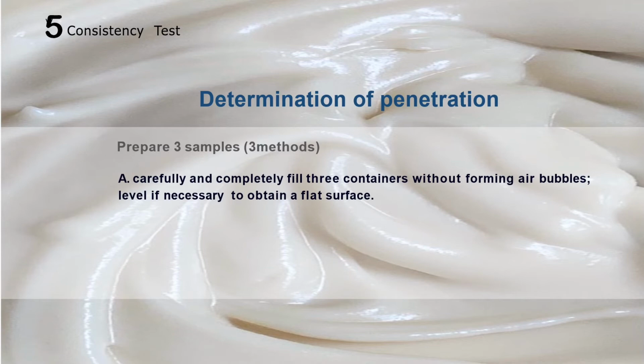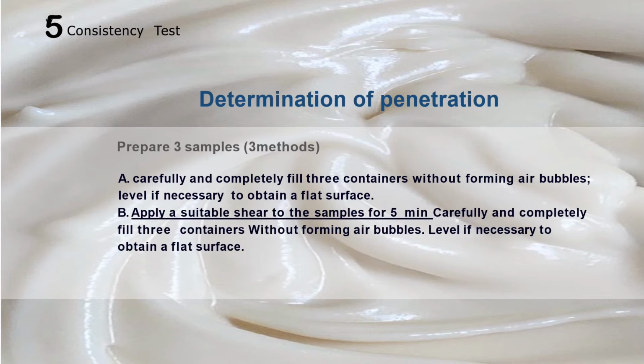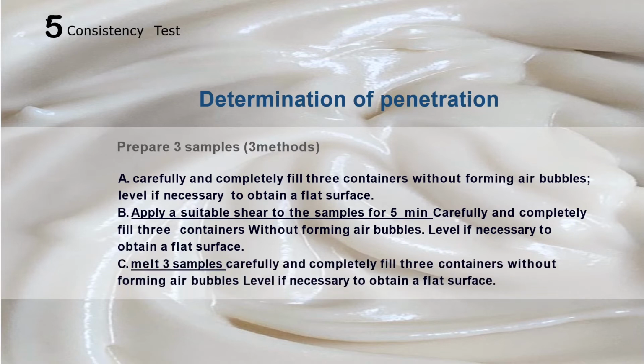A. Carefully and completely fill 3 containers without forming air bubbles. Level if necessary to obtain a flat surface. B. Apply a suitable shear to the sample for 5 minutes. Carefully and completely fill 3 containers without forming air bubbles. Level if necessary to obtain a flat surface. C. Melt 3 samples. Carefully and completely fill 3 containers without forming air bubbles. Level if necessary to obtain a flat surface.